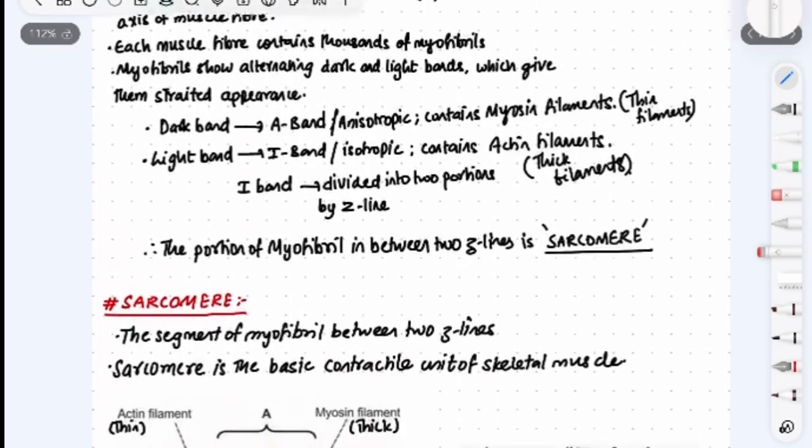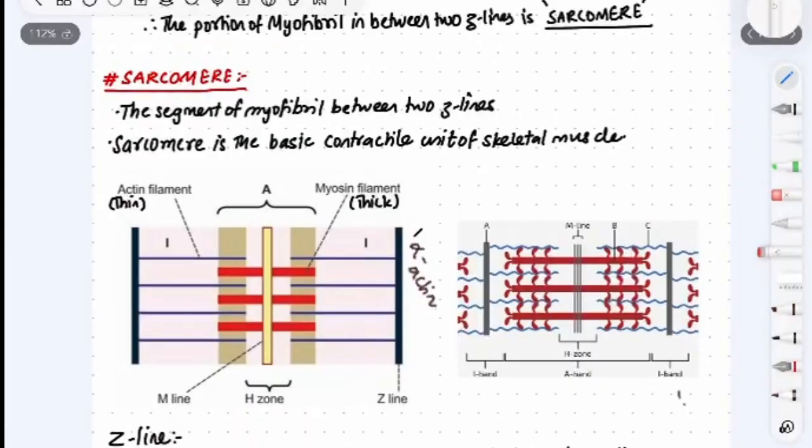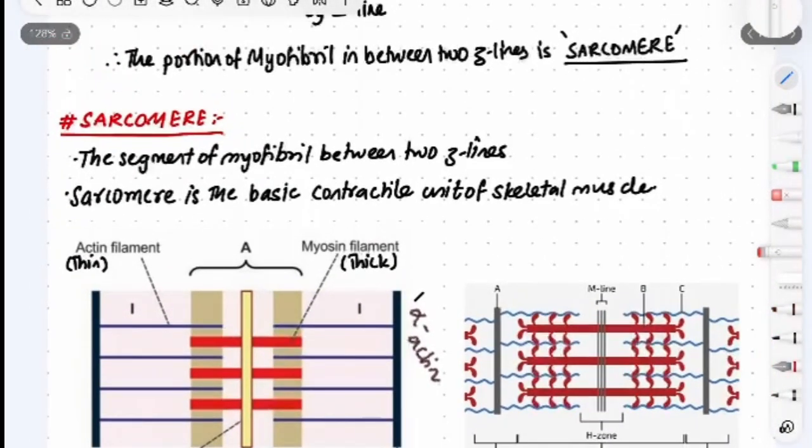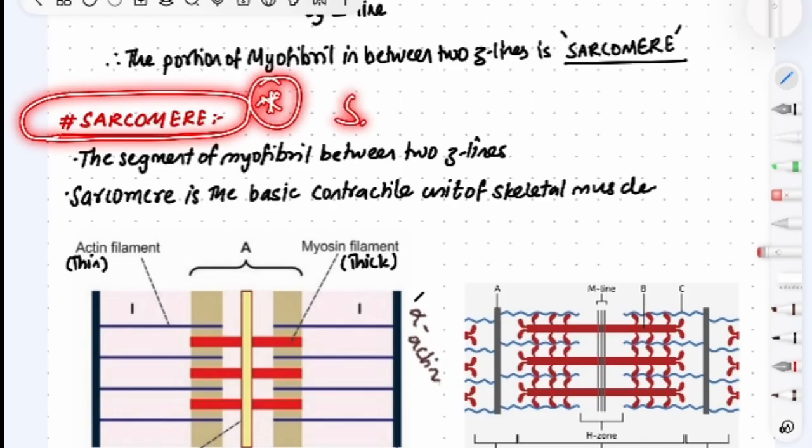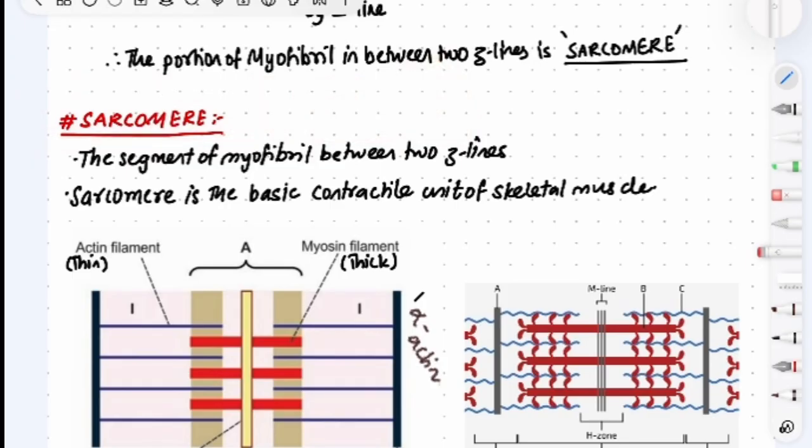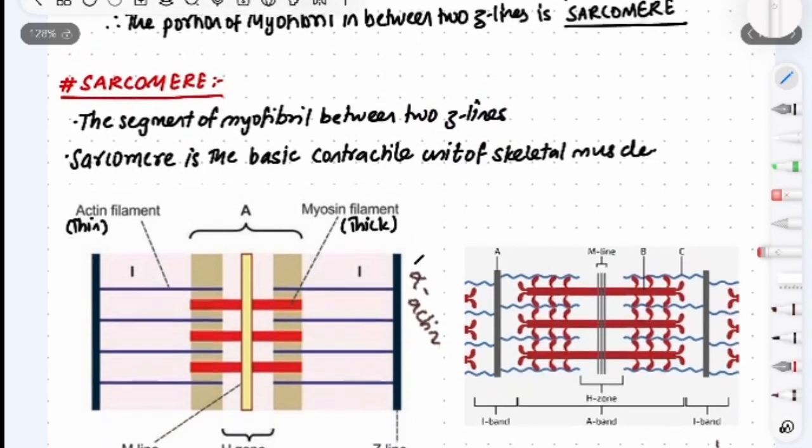Now we need to talk about a very important structure present in the muscle fiber called the sarcomere. The sarcomere is a SAQ for you guys, it is very important. So what is the sarcomere? The sarcomere is a segment of myofibril between two Z lines. Now what is this Z line? We'll talk about it, don't worry. The sarcomere is the basic contractile unit of skeletal muscle.